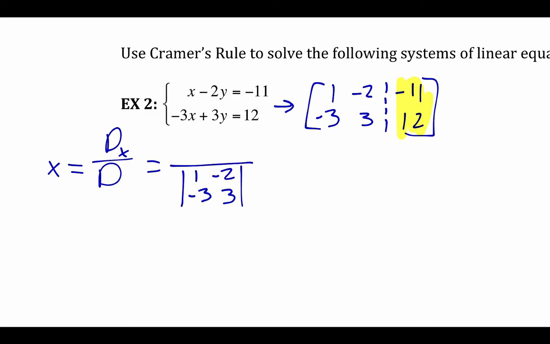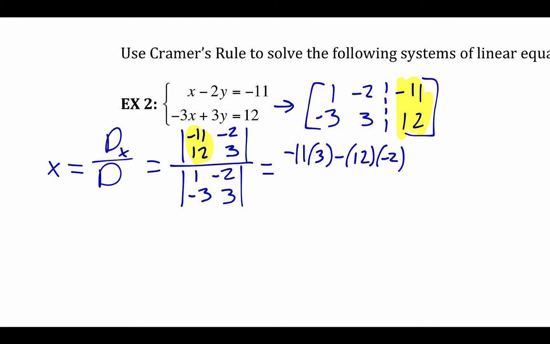For the d sub x, we replace the x coefficients with our constants. So we're going to replace it with negative 11 and 12. We're going to replace the x's with that. And then the y's still stay the same, negative 2 and 3. Now to actually calculate this, we're going to do the diagonals. So we're going to do negative 11 times 3 minus 12 times negative 2. For our denominator, it's going to be 1 times 3 minus negative 3 times negative 2.